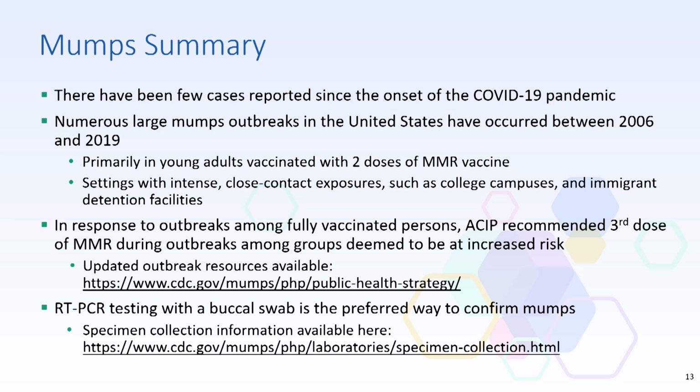In summary, there have been few mumps cases reported since the onset of the COVID-19 pandemic. However, large mumps outbreaks in the U.S. have occurred between 2006 and 2019, primarily in young, fully vaccinated adults. These outbreaks were characterized by settings with intense, close contact exposures, such as college campuses and immigrant detention facilities. In response to outbreaks among fully vaccinated persons, ACIP recommended a third dose of MMR during outbreaks among groups deemed to be at increased risk.